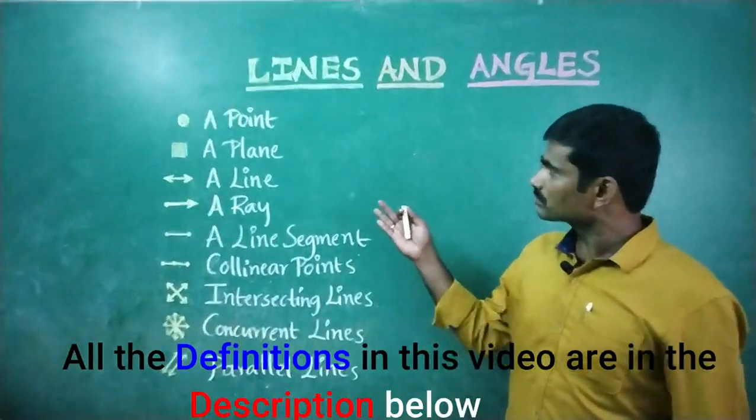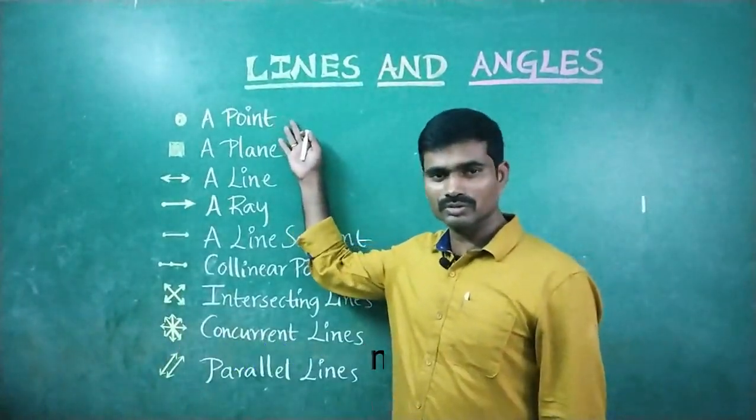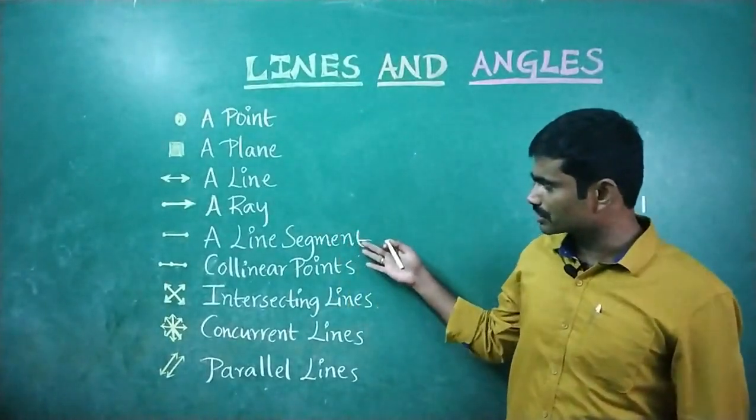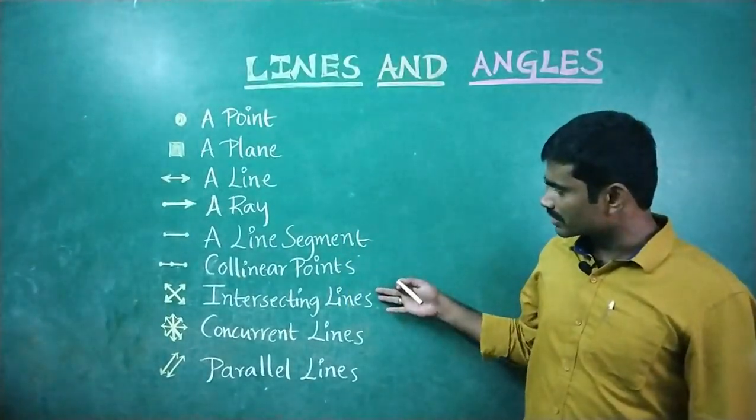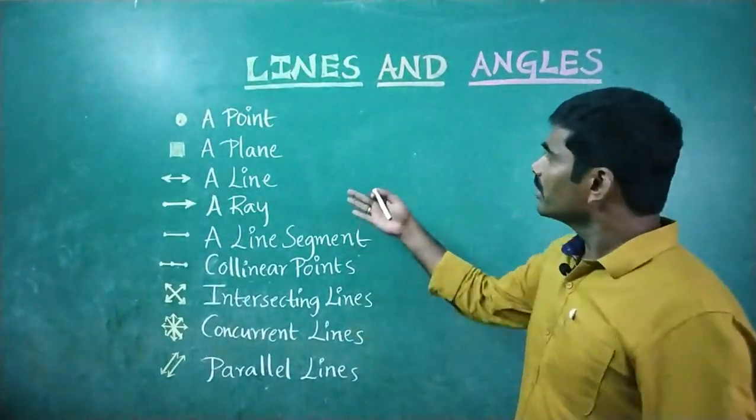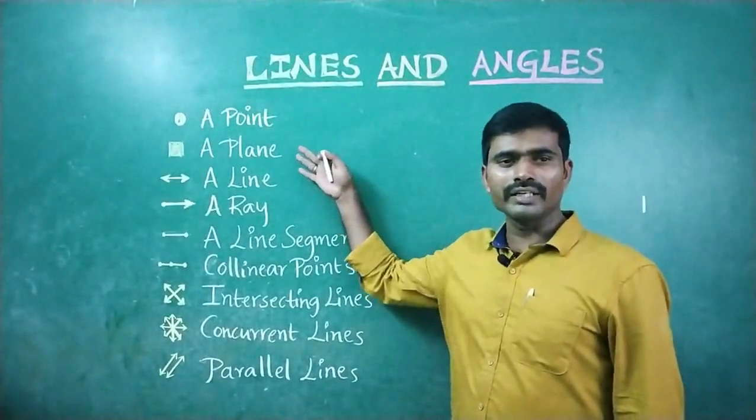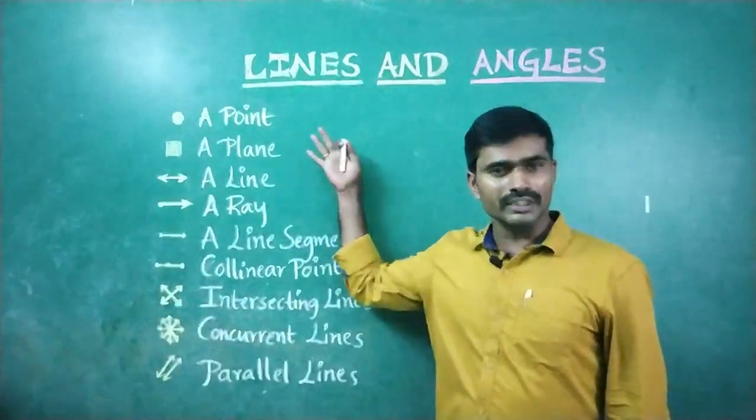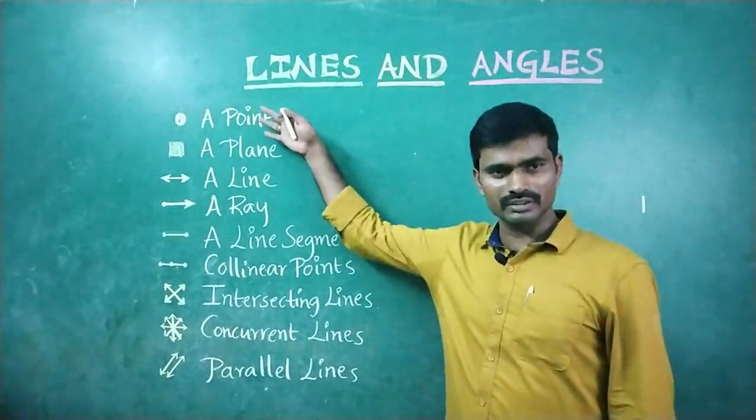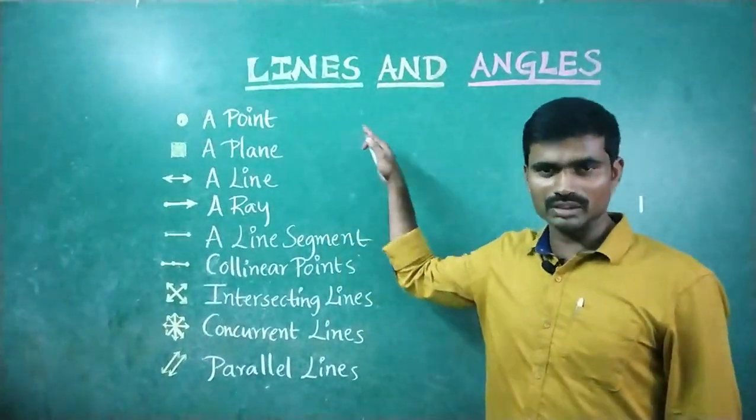Before going to lines and angles, we should learn some basic terms: a point, a plane, a line, a ray, a line segment, collinear points, intersecting lines, congruent lines and parallel lines. Here, a point, a plane and a line are undefined terms. There is no particular perfect definition for these three terms, but we can represent them by physical models.